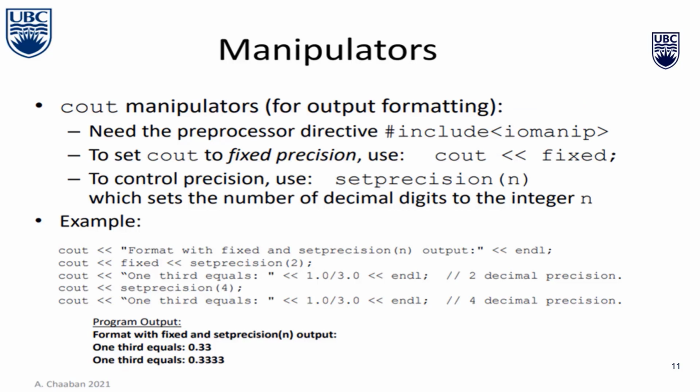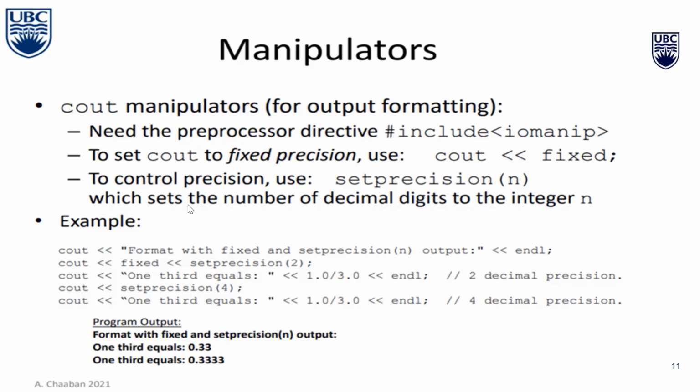We can use manipulators for output formatting. To set cout to fixed precision, we use cout fixed. To control precision, we use setprecision(n), which sets the number of decimal digits to the integer n. Let's understand what fixed and setprecision mean through the following example.